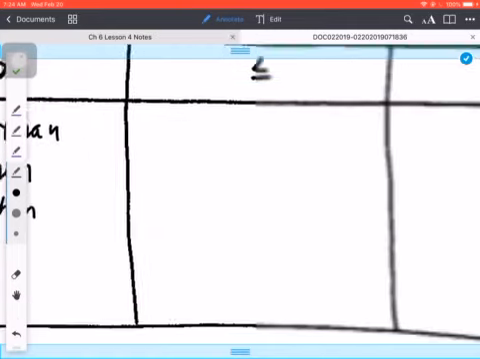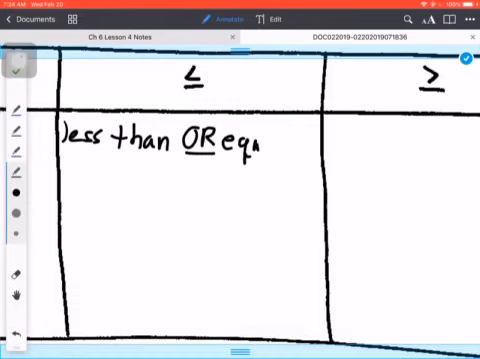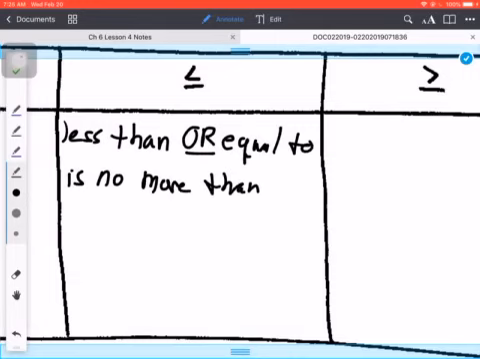Now, this symbol here is a little bit more tricky because this is not just less than, it's less than or equal to. Another phrase is no more than, or is at most.